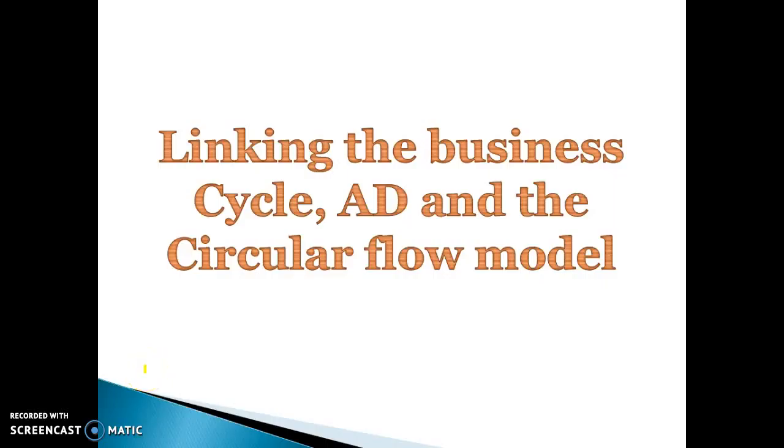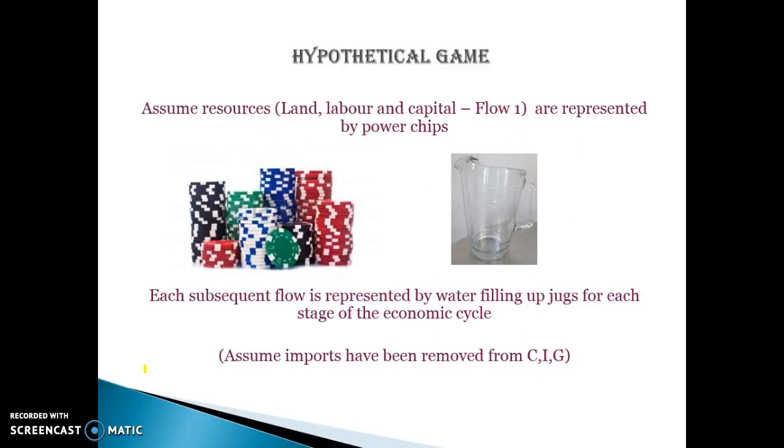Okay, in this video I'm just going to show you a little activity which links the business cycle with aggregate demand and the circular flow model. So just assume that the first flow, flow 1, our resources, our land, labour and capital being provided to the business sector are represented by different coloured poker chips, and each subsequent flow is represented by water basically filling up jugs to show all the different components of aggregate demand and our eventual real GDP.